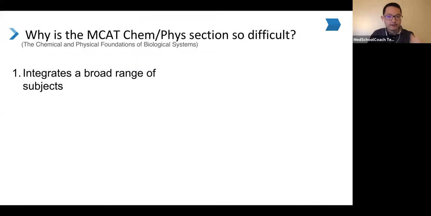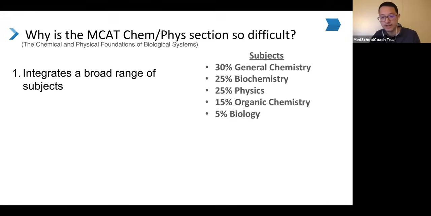All right, so now let's chat about the Chem Phys section. What makes the chemical and physical foundations of biological systems so difficult for many students? And the first thing I want to talk about is that this section integrates a broad range of subjects. If you look at all the sections of the exam, the Chem Phys section tests the most subjects. And you can see right here, it's got 30% general chemistry, 25% biochemistry, 25% physics, 15% organic chemistry, and 5% biology. That's a lot of subjects that students aren't used to seeing all at the same time.